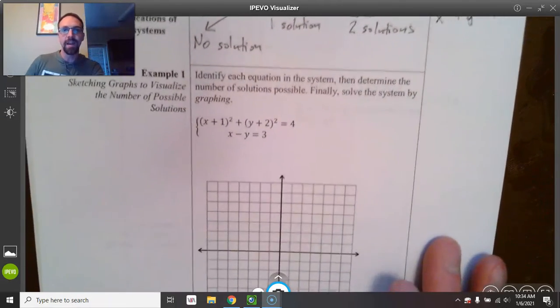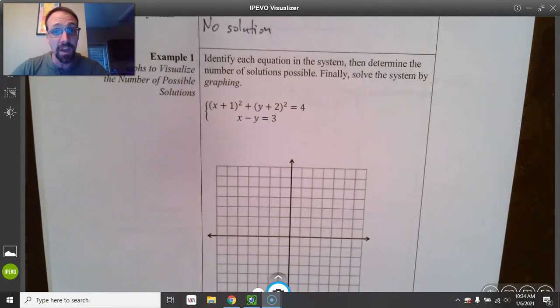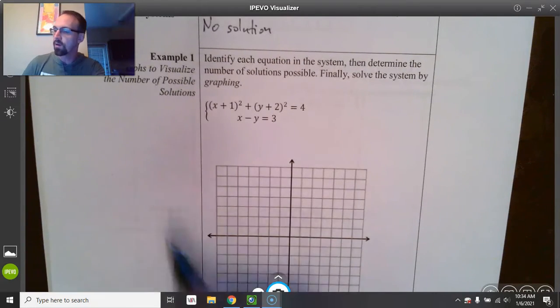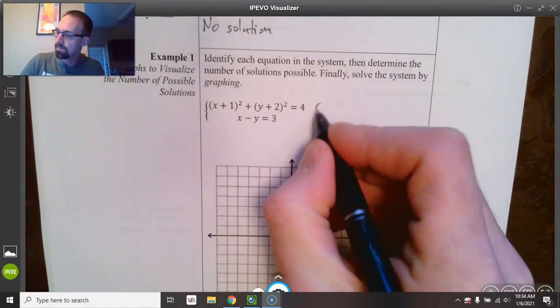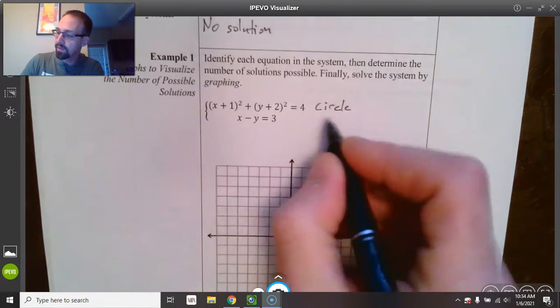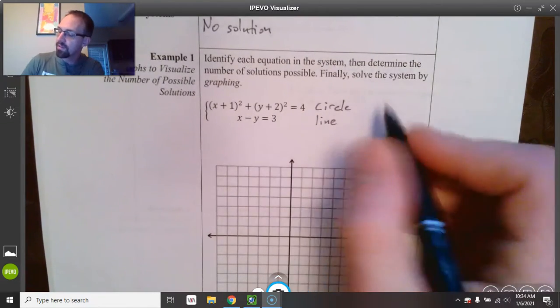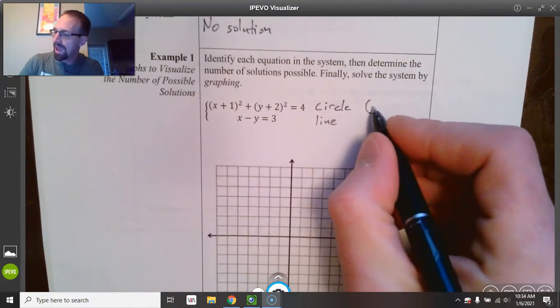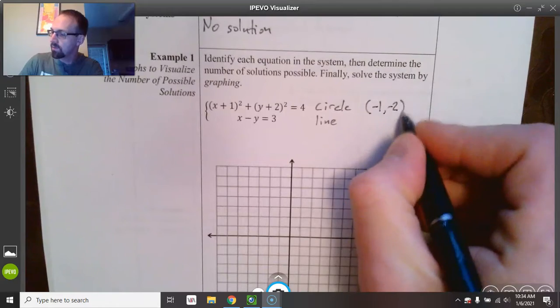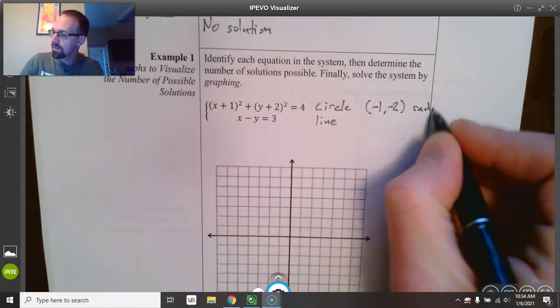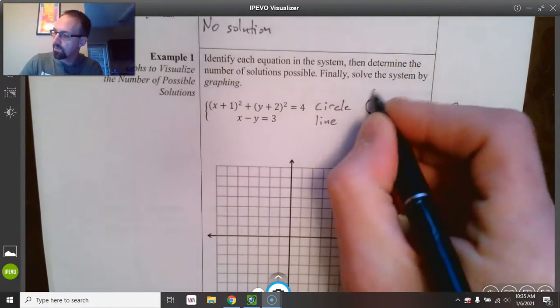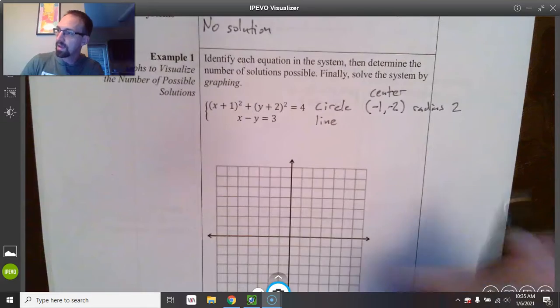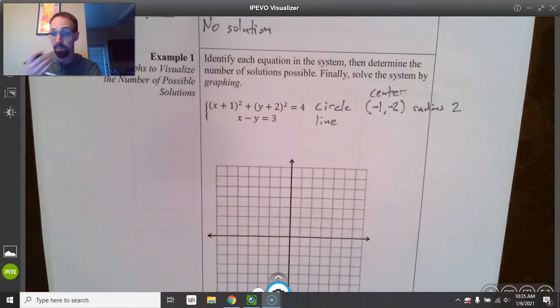It says, identify each equation in the system, then determine the number of solutions possible, finally solve the system by graphing. So here we're going to talk about this: this is a circle, and then this is an equation of a line. This is a circle with a center at -1, -2, with a radius of 2. So its center is at -1, -2, with a radius of 2.